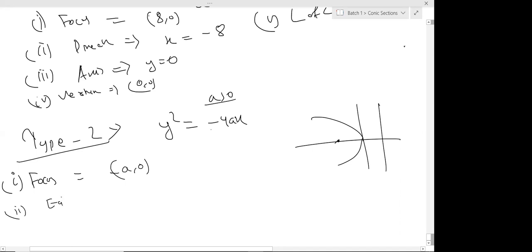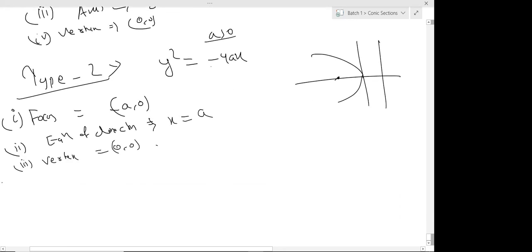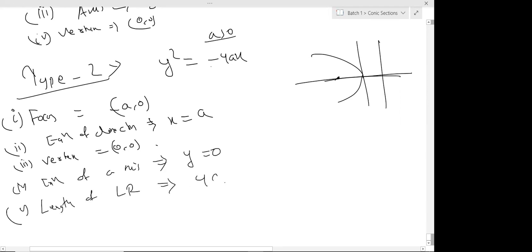Equation of directrix. Sir, it is x is equal to a. x equals to a. All right. Vertex, 0 comma 0. And equation of axis is the same, y equals to 0. Yes, sir, this is the axis. And length of latus rectum is the same, 4a, because the parabola is symmetrical. No matter how much you turn it, the latus rectum won't change.